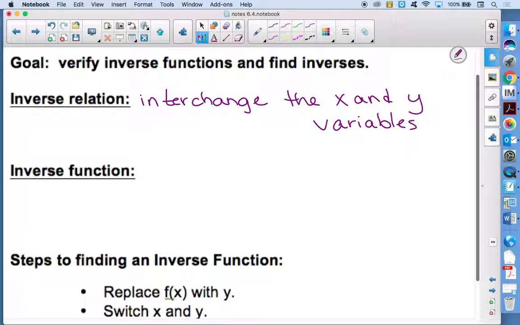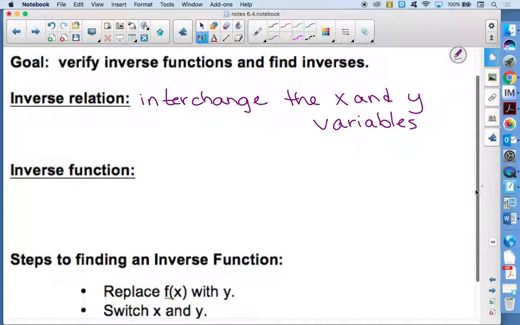Because x and y are pretty much opposites of each other. X is independent, y is dependent. So to find an inverse relation, we're going to see if we can interchange those two. Interchange means switch, replace, flip, however you want to look at that. We're going to be interchanging, switching the x and the y to find an inverse or an opposite relation.